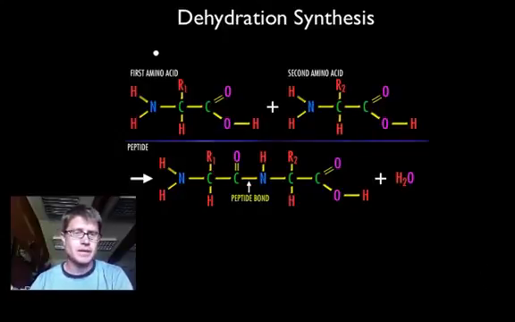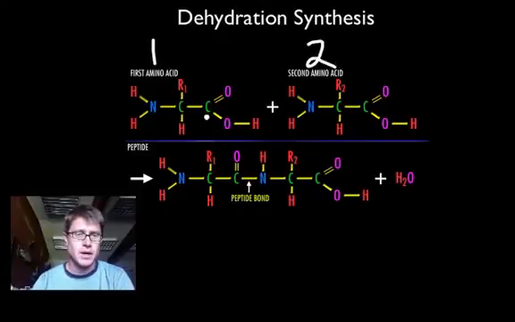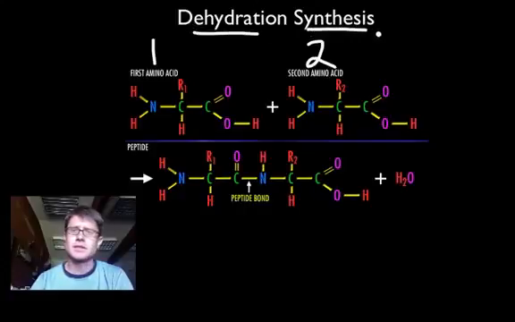Example would be amino acids. So remember, proteins are made up of amino acids. So here would be first amino acid 1, amino acid 2. They're not attached together, but we're going to attach them together to build a protein. And so to attach them together, we do what's called dehydration synthesis. And it's going to be important that you understand dehydration in just a second.